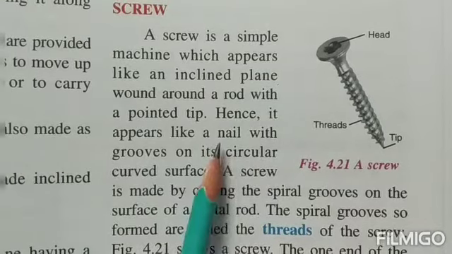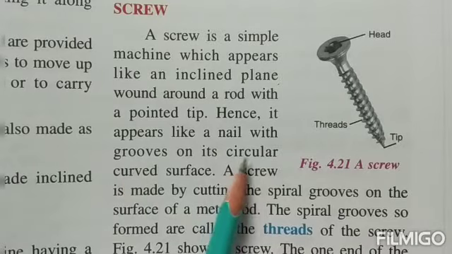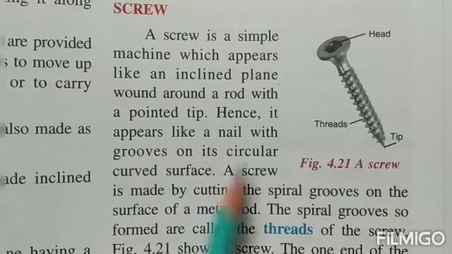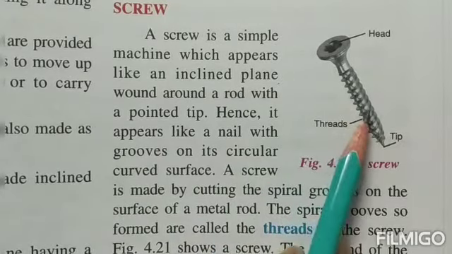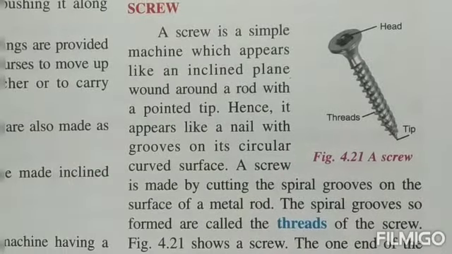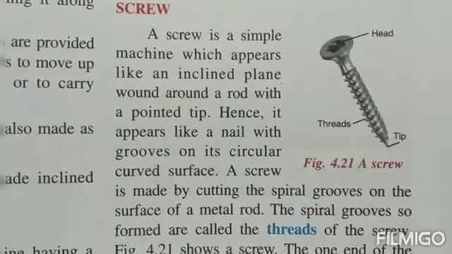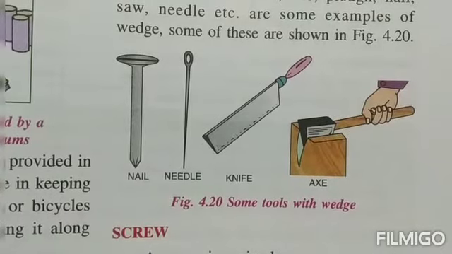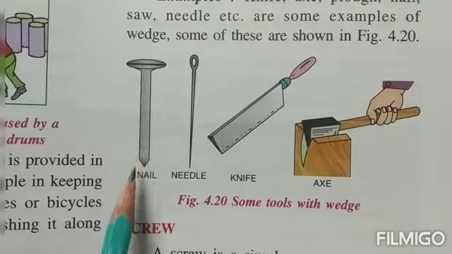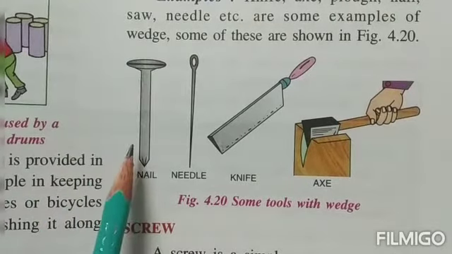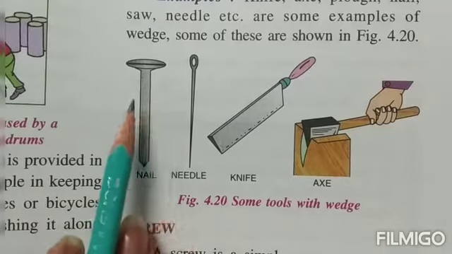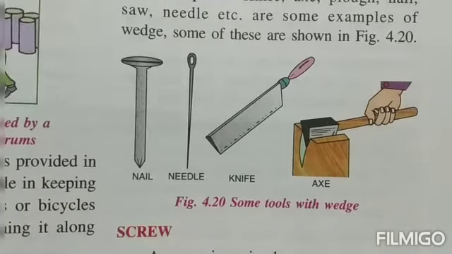Hence it appears like a nail with grooves on its circular curved surface. It appears like a nail. If you remove these threads, children, will it look like a nail? Yes, it will look exactly like a nail. Have a look at this. The nail appears like this and the screw just has the grooves, the circular grooves around this axis.